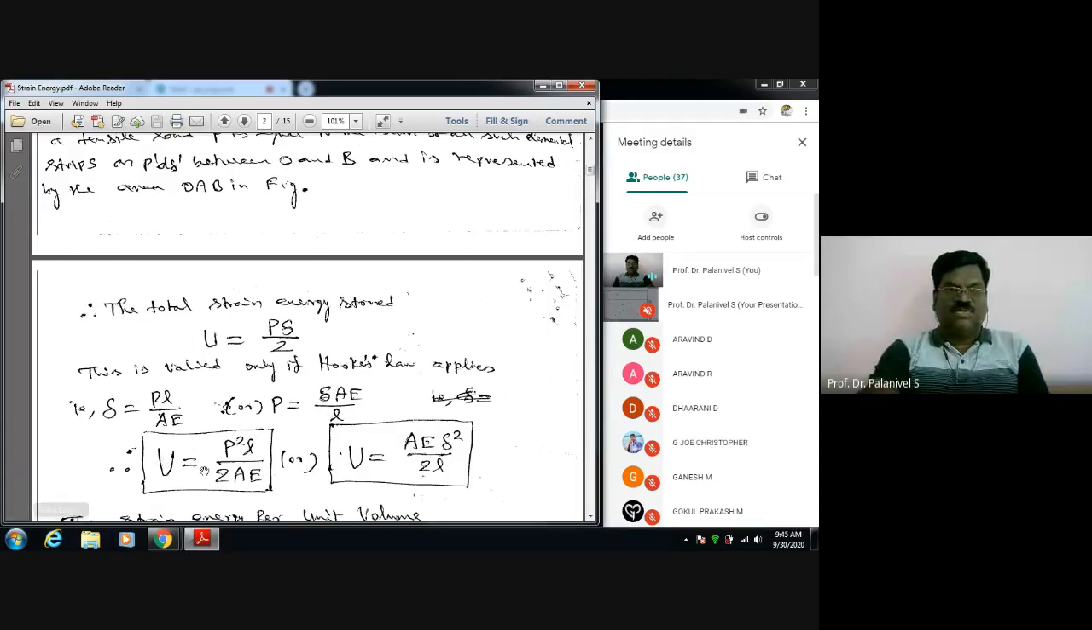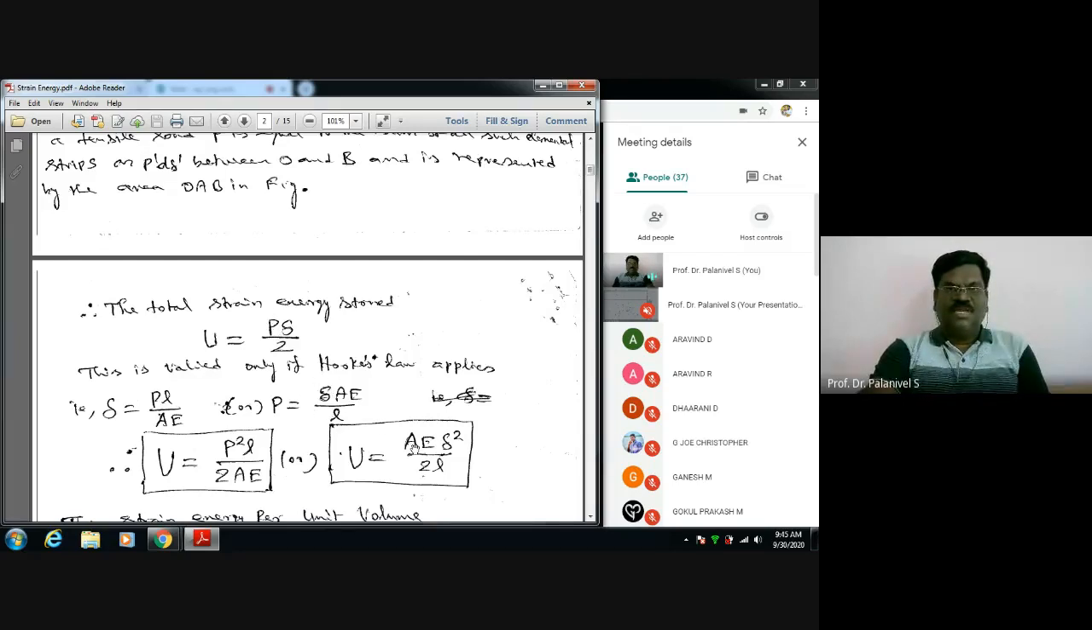Therefore, U is equal to, substitute in this del equal to PL by AE. If you substitute here, P into P, P square, L divided by, 2 is already there, 2 AE. Okay, P square L by 2 AE. Or U is equal to, you substitute P equal to del AE by L in this. So instead of P, you substitute this value.